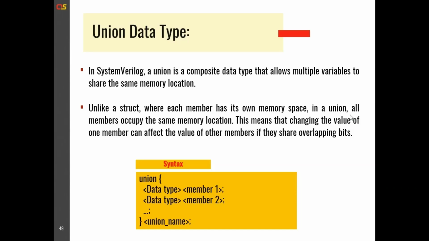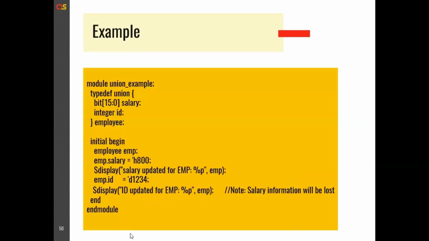Unions are very useful when you need to represent data that can have different interpretations, but only one interpretation is valid at once. Let us understand the mentioned example here. In this example, a new data type, union named employee, with two members called salary and ID is declared. Salary is a 16-bit vector used to store salary information, whereas ID is an integer used to store employee ID information.